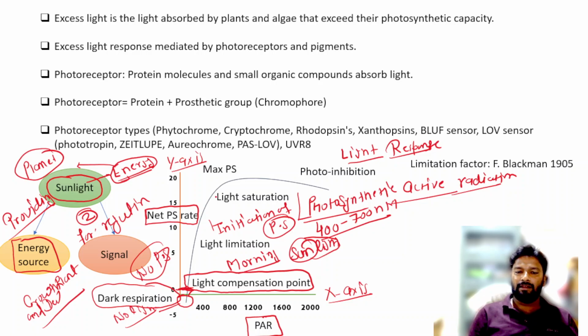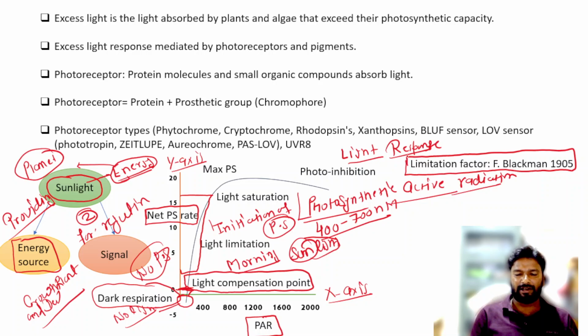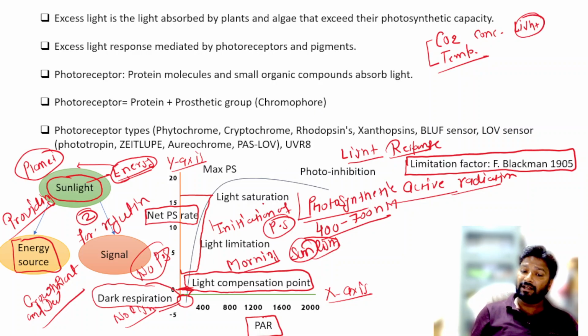Next is light limitations. So friends, you know that one law was given by F. Blackman in 1905, that is known as limiting factors. So the photosynthesis process is regulated by different factors, like it depends upon CO2 concentration, it also depends upon the temperature, and so many factors which regulate the photosynthetic rate. And light is also one of the components which regulate the photosynthetic rate.